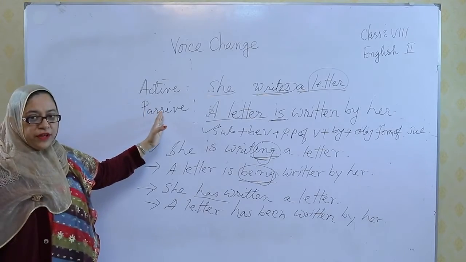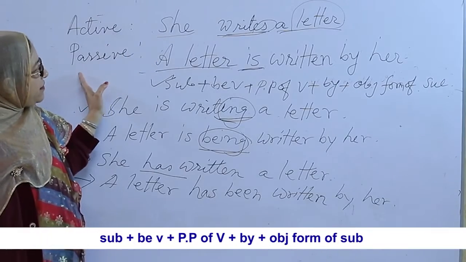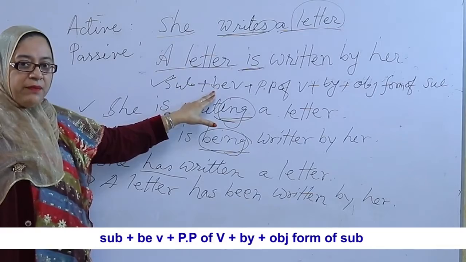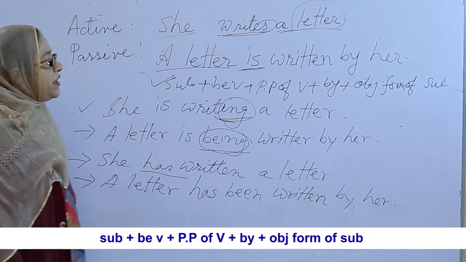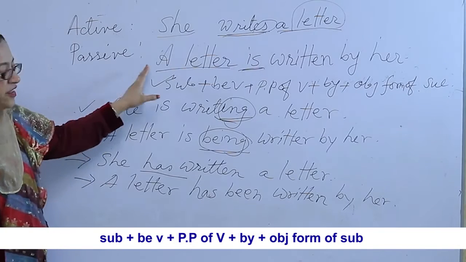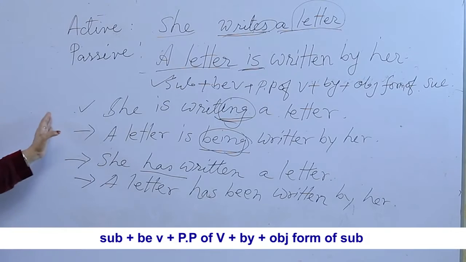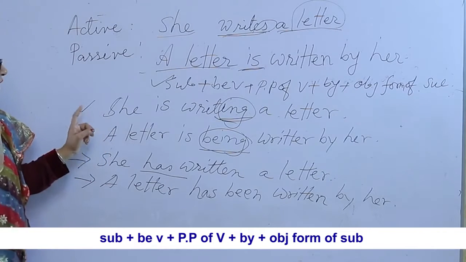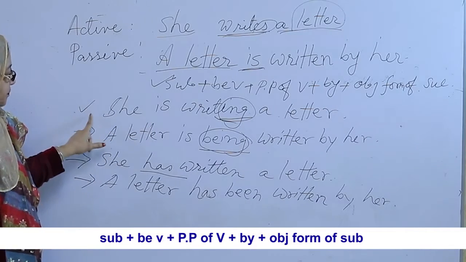So look at the board, students. This is the simple sentence. I turn it into passive by using this structure: subject plus be verb plus past participle form of the verb plus by plus objective form of the subject. The answer will be: a letter is written by her. And then I use the continuous form of tense: she is writing a letter. This is a continuous form.